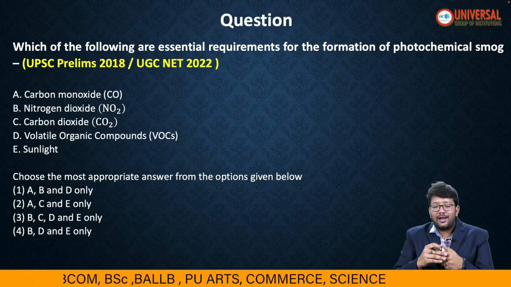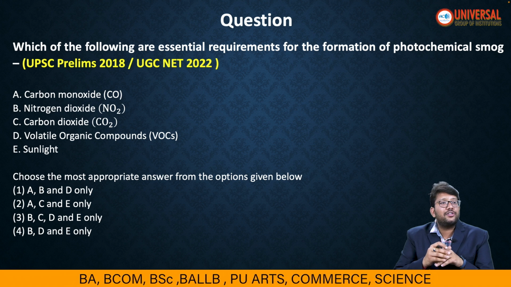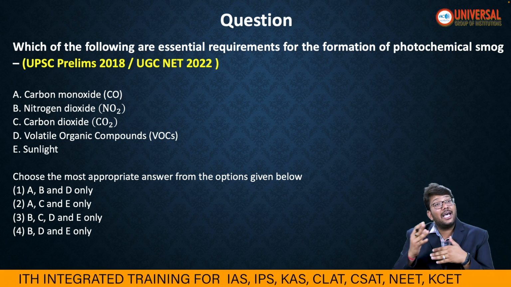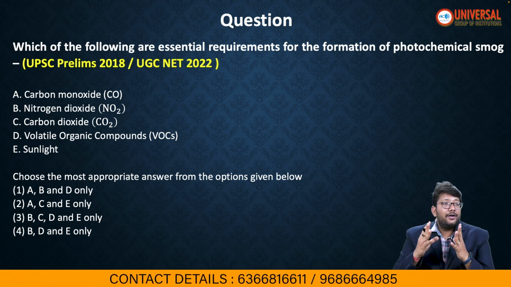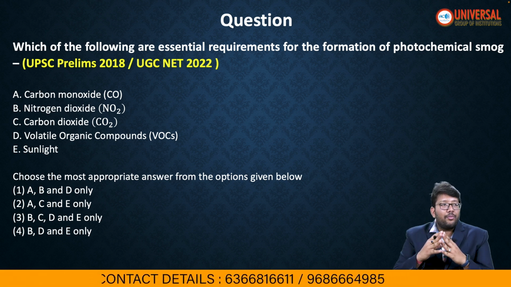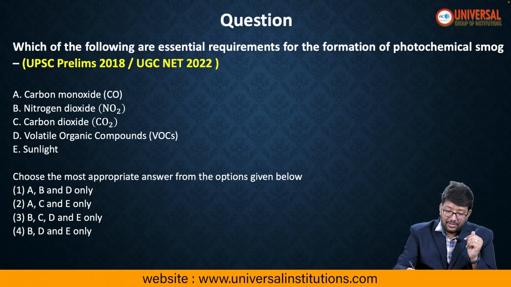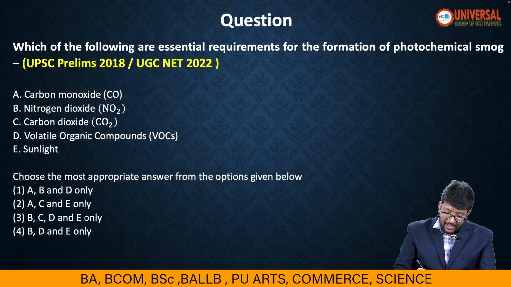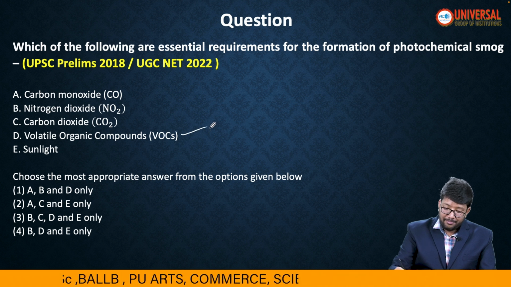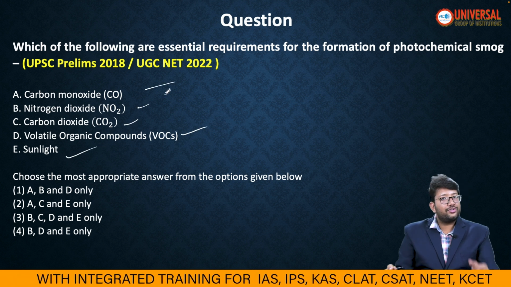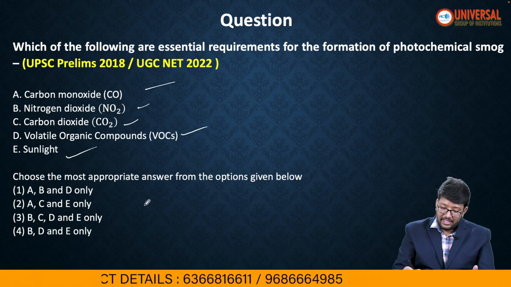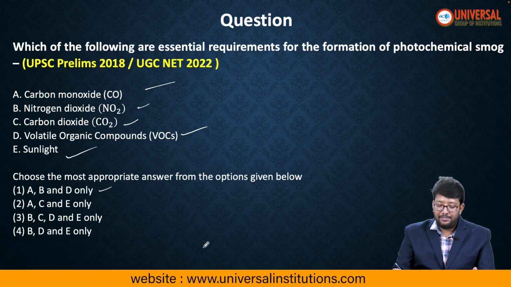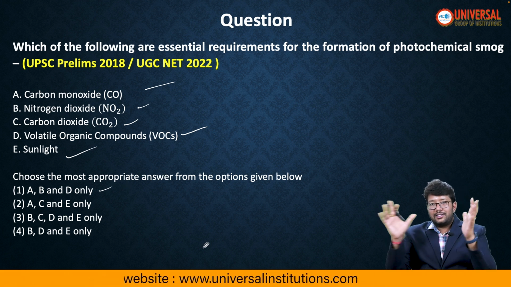Which of the following are essential requirements for the formation of photochemical smog? This question was asked in UPSC prelims as well as UGC NET. The options are: A. carbon monoxide, nitrogen dioxide; B. carbon monoxide, carbon dioxide; C. VOC, volatile organic compounds; D. sunlight. This is a multiple choice question, and the answers are: A, B, D; A, C, E; B, C, D, E; and B, D, E. So this is the question.